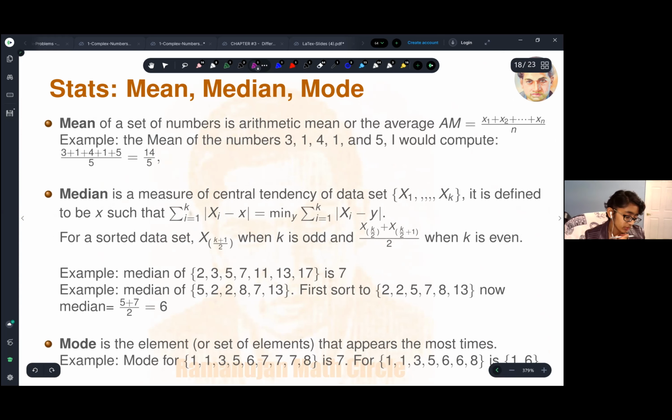Then we have something called the mode, which is the most occurring number. Which number shows up the most in the set? The mode in this first set is 7 because 7 shows up 3 times. The runner-up, or second place, is 1, but the most occurring one is 7. For the set right next to it, 1, 1, 3, 5, 6, 6, 8, both 1 and 6 are modes because they both occur twice. So those are the definitions of mean, median, and mode.